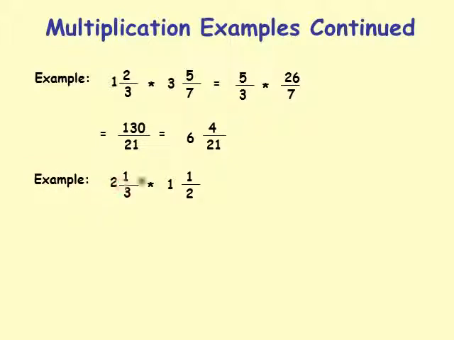Another example. 2 1/3 times 1 1/2. Okay, let's continue here. First, we convert that to improper fractions. 2 1/3 converts to 7 by 3, and 1 1/2 converts to 3 by 2. Now we're going to multiply the numerators, 7 times 3, and the denominators, 3 times 2. So that's 21 over 6. Now we have to convert that into a mixed fraction. That means we have to find the quotient of this division, 21 over 6, and the remainder from the division.